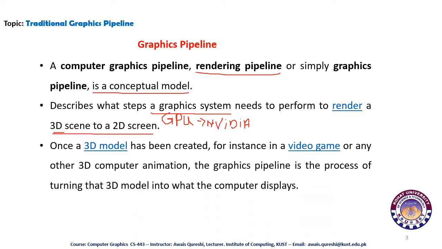Once a 3D model has been created, for instance in a video game, because OpenGL is widely used in the development of games, or any other 3D computer animation, the graphics pipeline is the process of turning that 3D model into what the computer displays. So the graphics pipeline is a process of turning a 3D model into something that can be displayed on a computer screen.